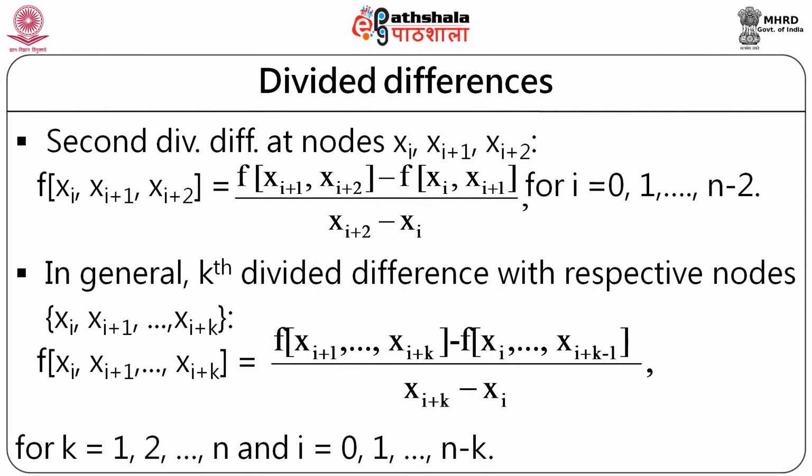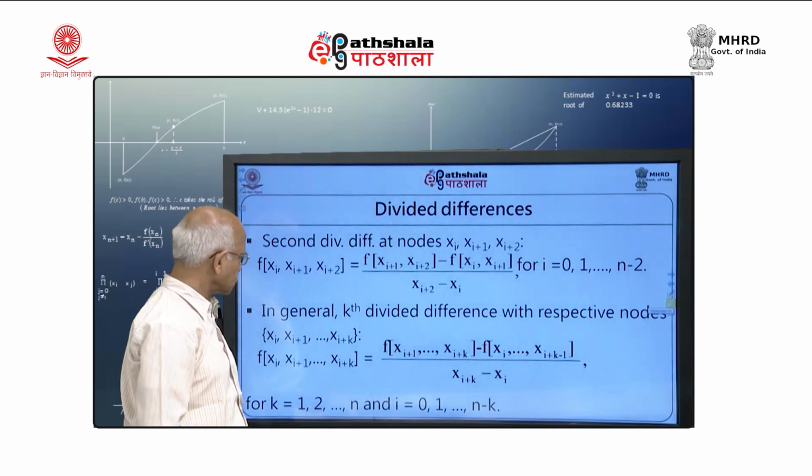n minus 2. So if I take i equal to 0, I will be getting f[x1, x2], that is the first divided difference on the nodes x1, x2, minus the first divided difference on the nodes x0, x1, divided by x2 minus x0. So this is what we will be getting for i equal to 0.